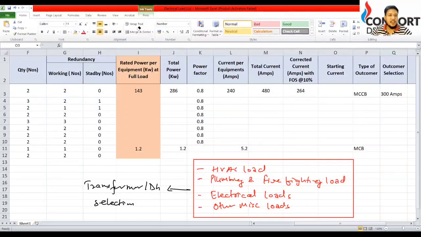The query that you are asking, Mr. Mithles, is about the difference between star and delta connection. These are the types of starter that we use. So that we will discuss in the basics of electrical webinar.